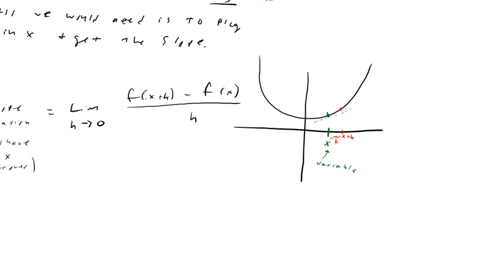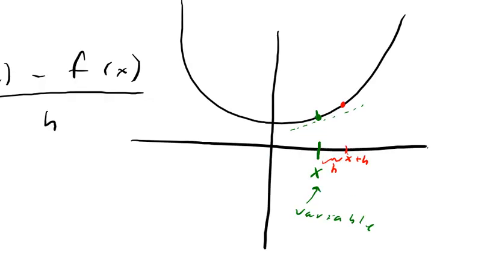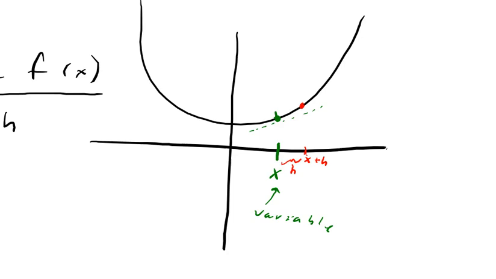Because when we find a slope, let me zoom in here. When we find a slope, we need 2 points, right? Need 2 points for slope. So we have 2 points. This first x location is our first point, and then x plus h, a little space between the first point and the second point. So what we're finding is the slope between these 2 points.